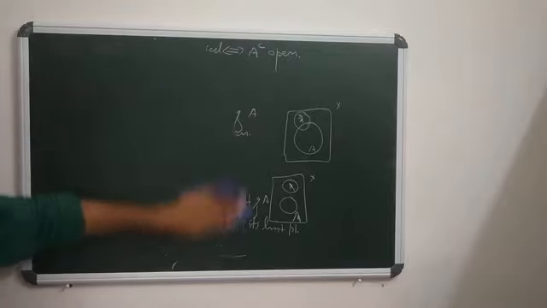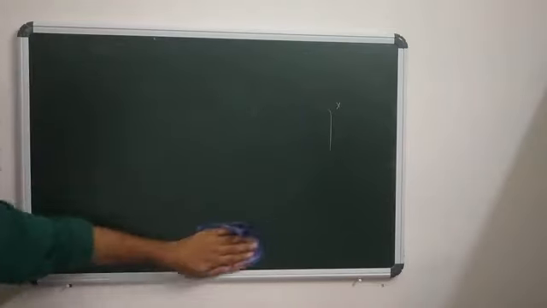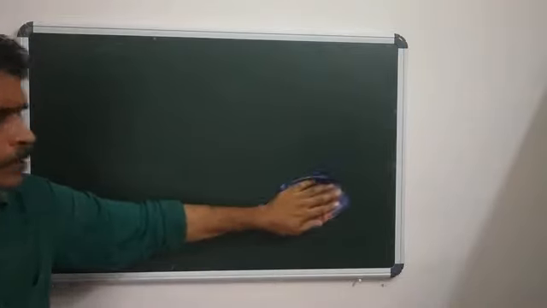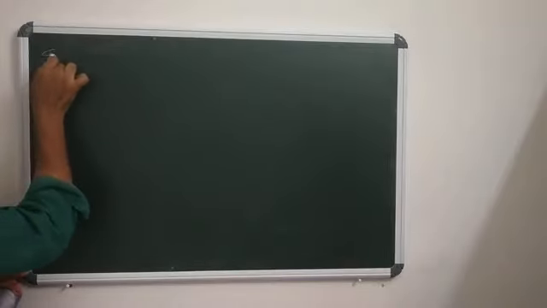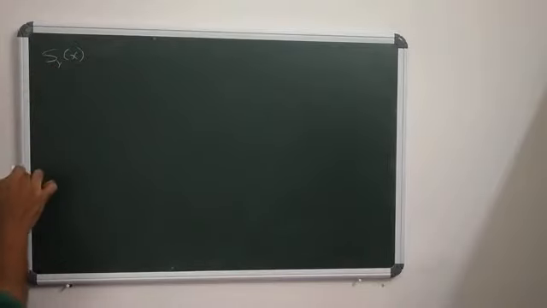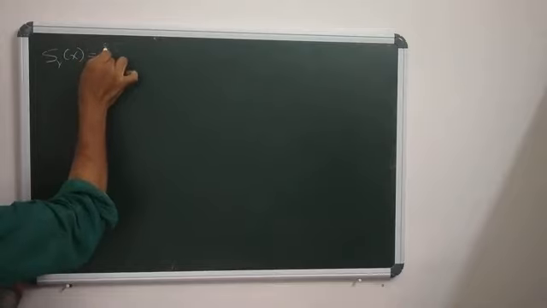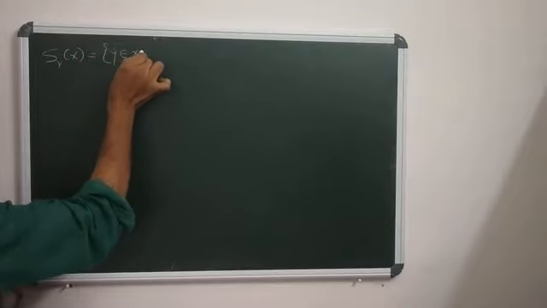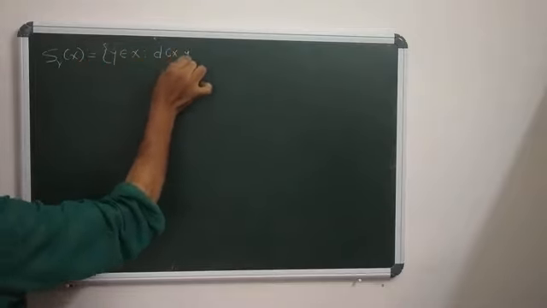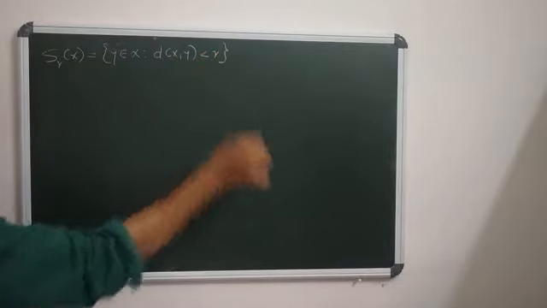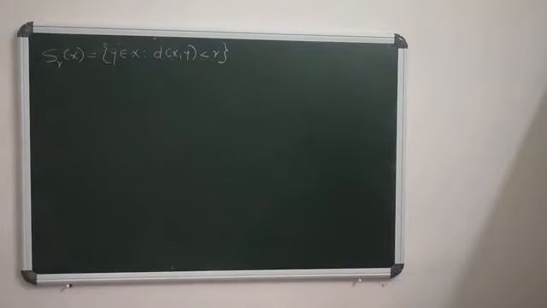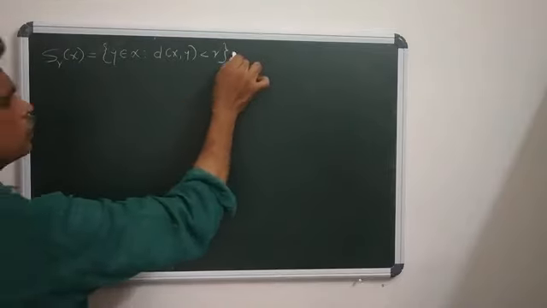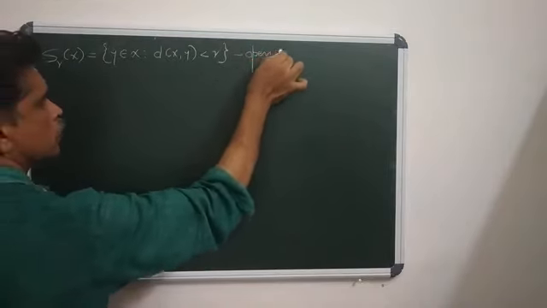Now consider the closed sphere. What is an open sphere? The open sphere is denoted as S_R(X) and is defined as the set of all y belonging to X such that the distance between x and y is strictly less than r. Okay, so this is S_R(X). This is called an open sphere.